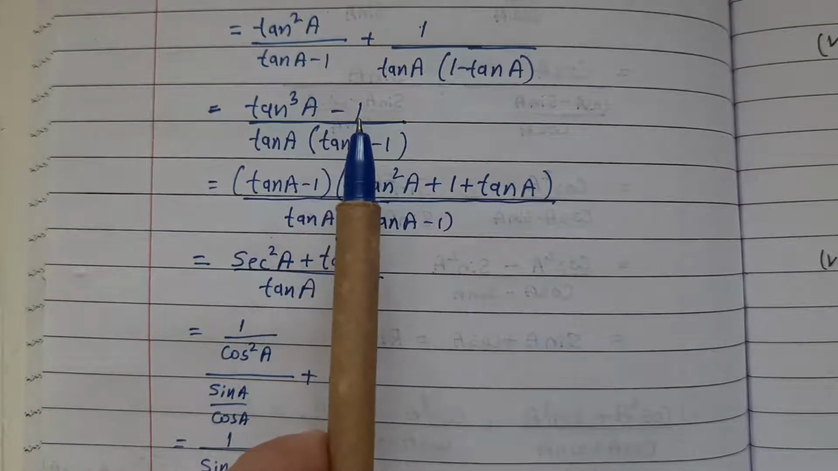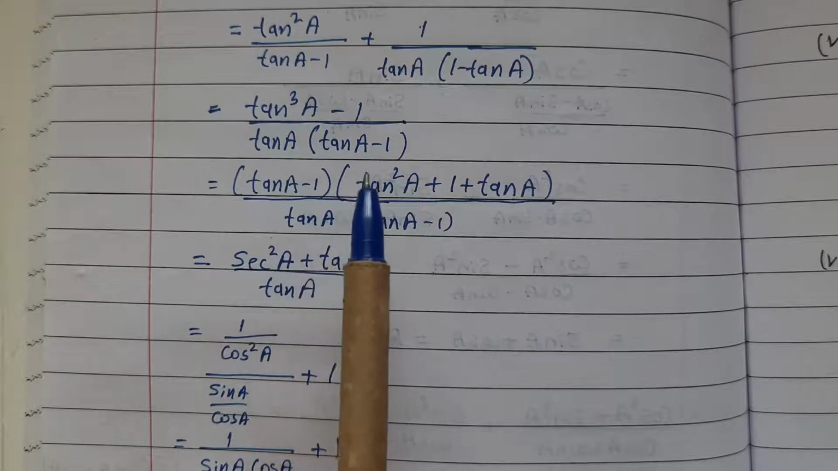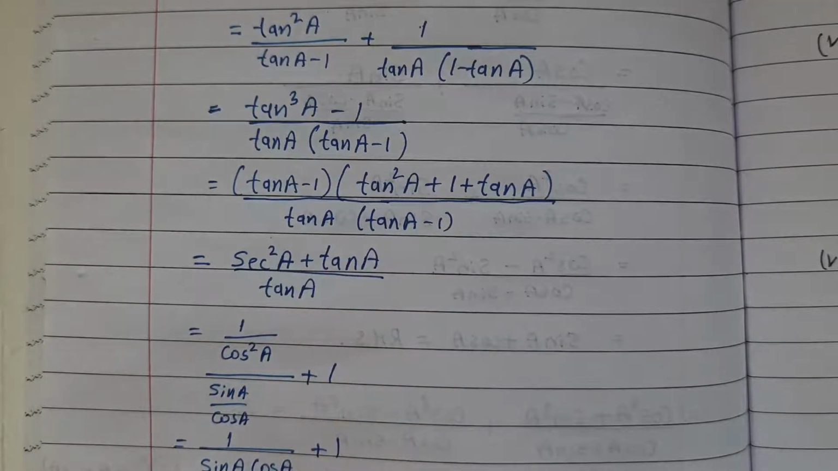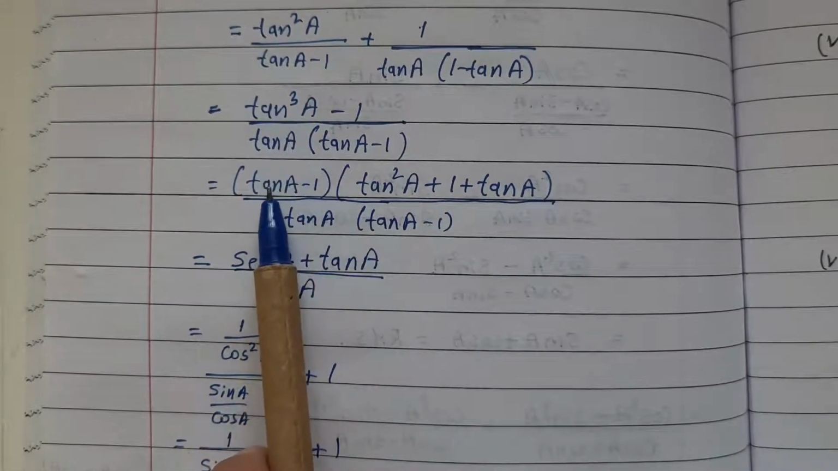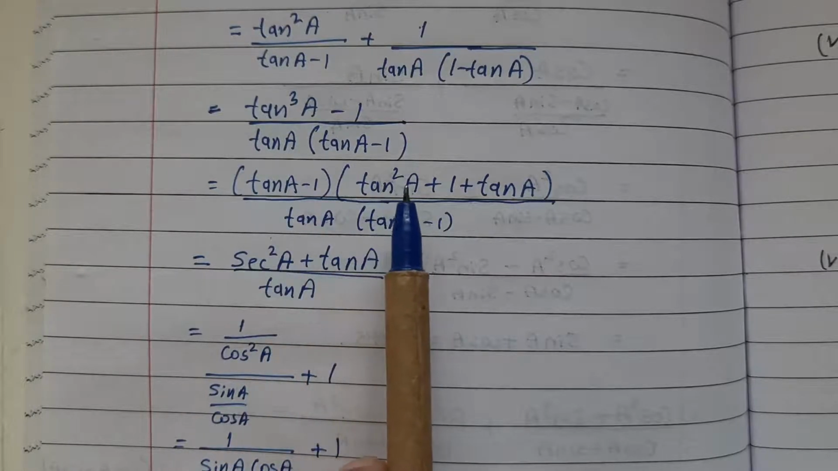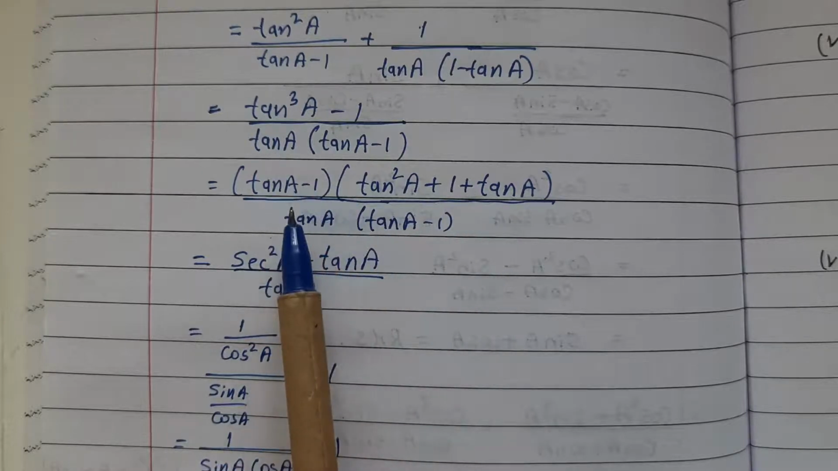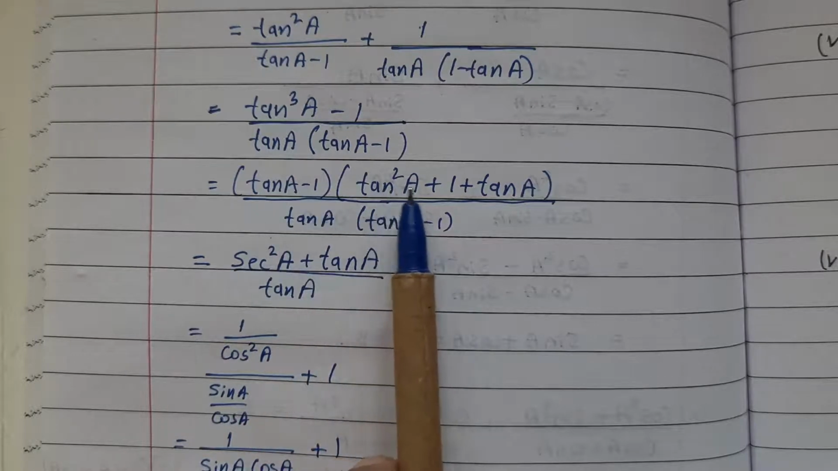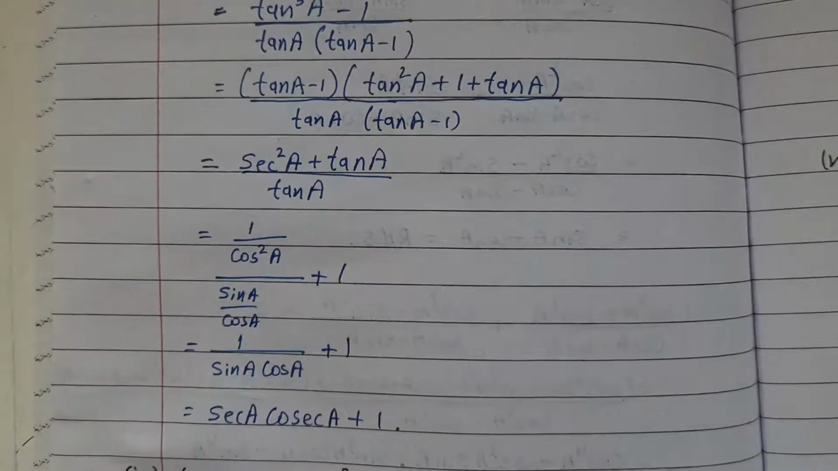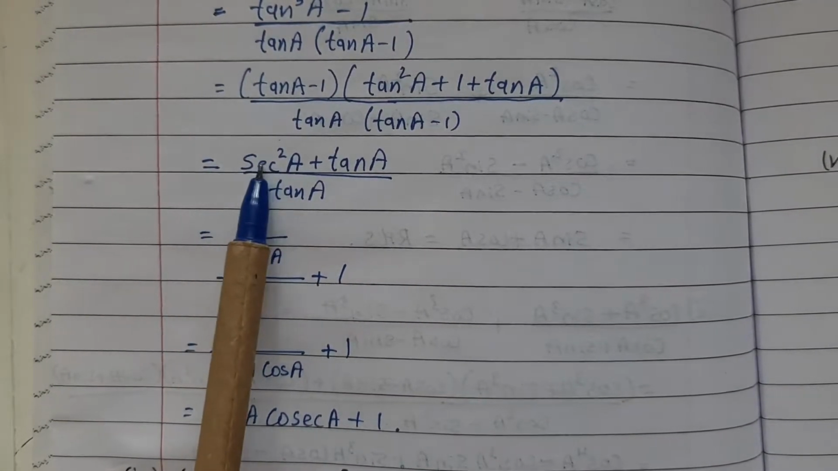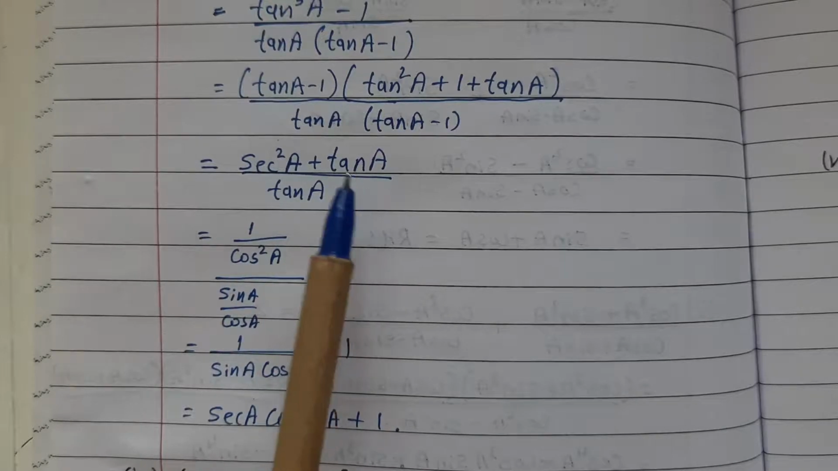A cube minus B cube is (A minus B) into (A square plus B square plus AB). So, (tan A minus 1) into (tan square A plus 1 into tan A) upon tan A into (tan A minus 1). Tan A minus 1 cancel each other. Tan square A plus 1 is sec square A. Sec square A plus tan A upon tan A, which is equal to sec square A upon tan A plus tan A upon tan A, which is 1.